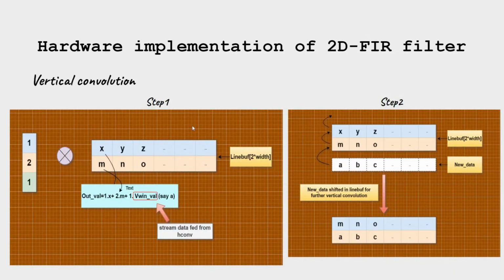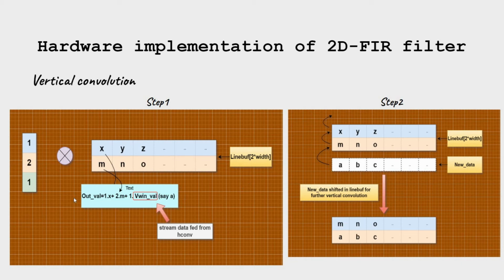Next we have the vertical convolution, where we have a line buffer of 2 into the width of the image size, and these values we can imagine are the output of the horizontal convolution, that is x, y, z, m and o. Now here we have a vertical kernel: 1 is multiplied with x, 2 with m, and 1 will be multiplied with a new value which is streaming in from my hconv stream, and those are stored in this particular variable vwin.